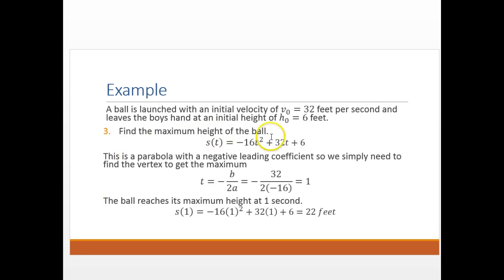We can also find the maximum height of the ball. Again, this is an equation of a parabola facing downward, so the maximum height of this projectile is at the vertex. So if I do t = −b/2a, that's −32, which is b, over 2 times −16, which is a. So at 1 second it reaches its highest point. And what is that highest point? Well, we plug in 1 for the time into our function. We get s(1) = −16 times 1² + 32 times 1 + 6. So 22 feet high is the highest point.